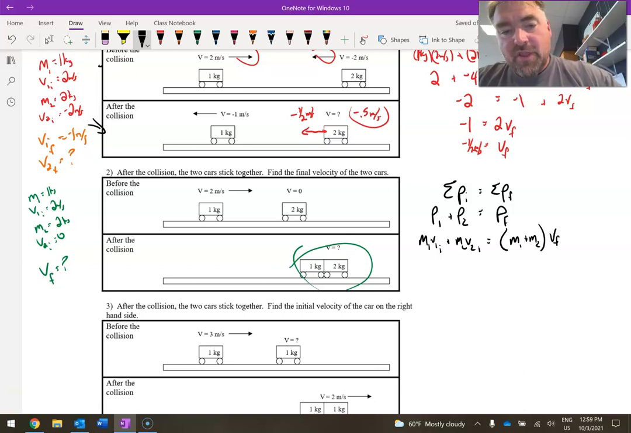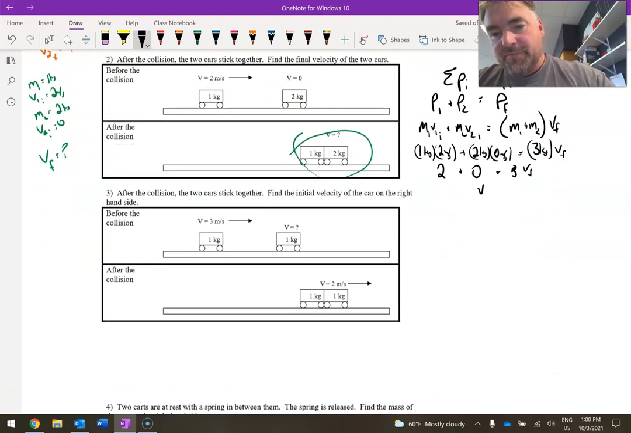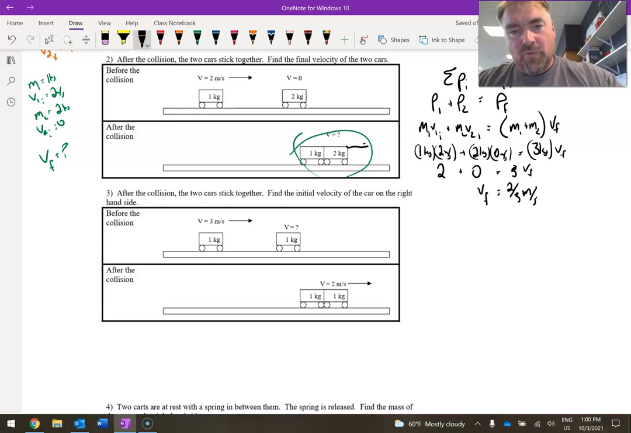So now I plug in the stuff. I've got M1 is 1 kilogram times V1 initial, which is 2 meters per second, plus 2 kilograms times 0 meters per second, equal to 1 plus 2 gives us 3 kilograms, and we're looking for VF. So when I do this, I get 2, and I'm going to drop units, plus 0 is equal to 3 VF. And so when I solve this, my VF is going to equal 2/3 of a meter per second.